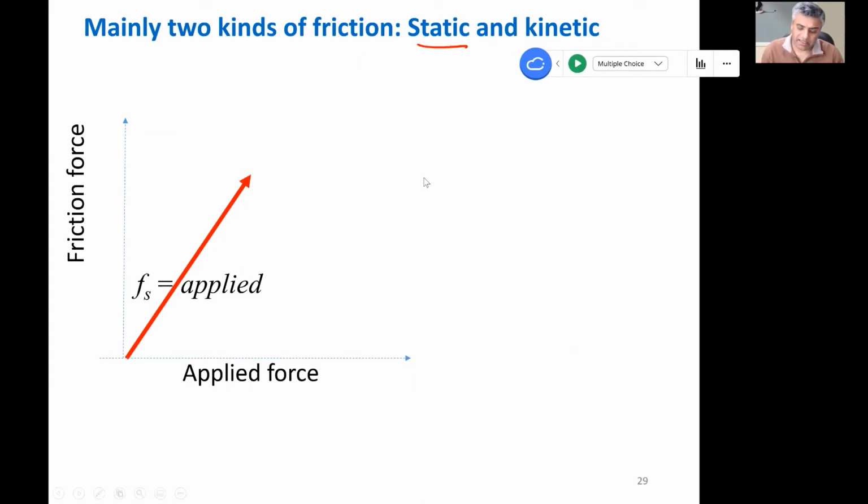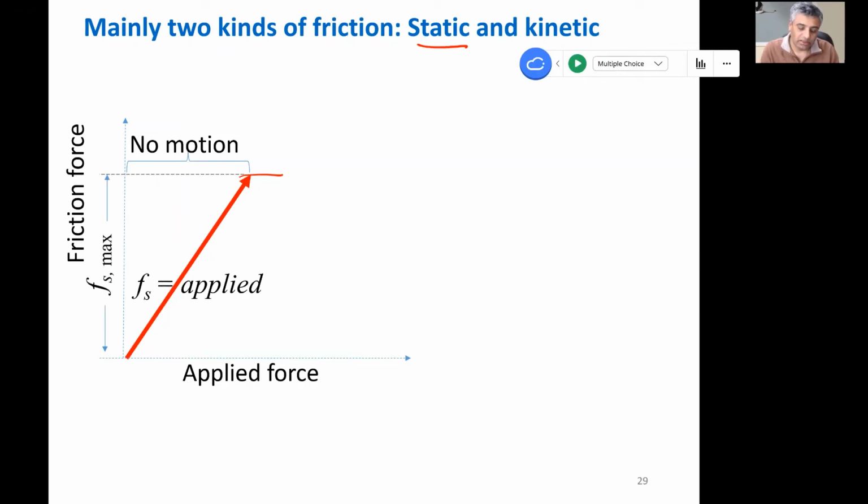After a certain maximum value, things start sliding. So for example, your hand may be sliding over the table after you apply so much force. Once it starts sliding, we call that kinetic friction force. So before it slides, what happens? Static friction becomes maximum.